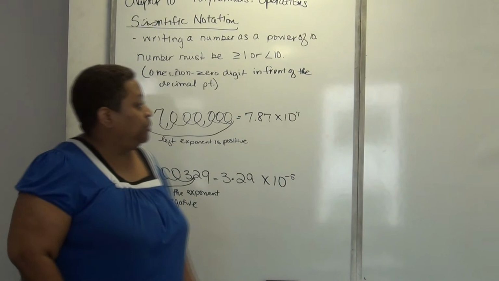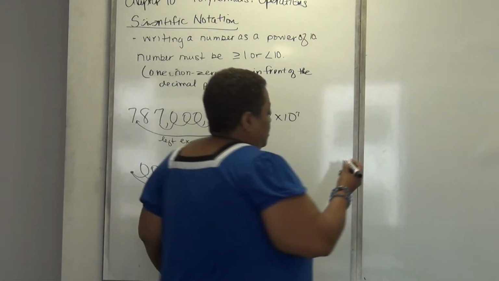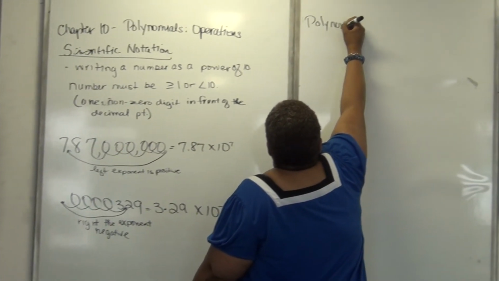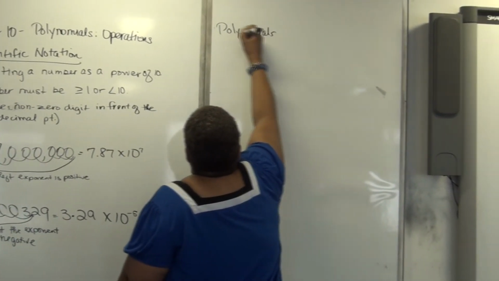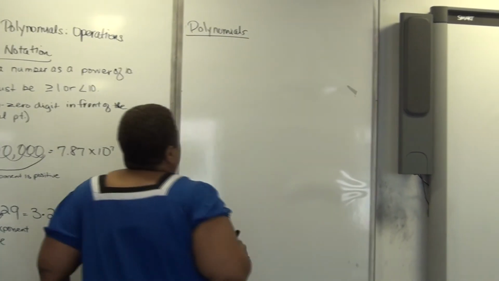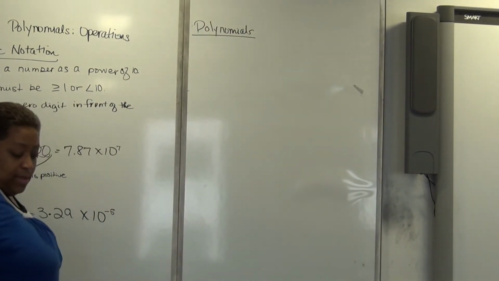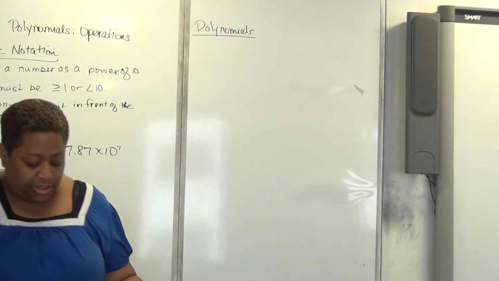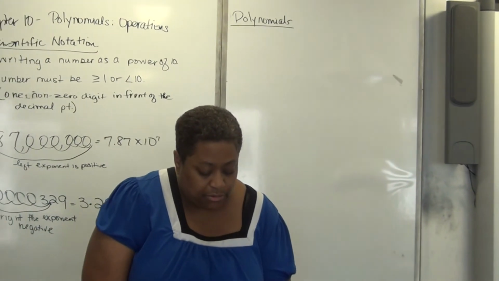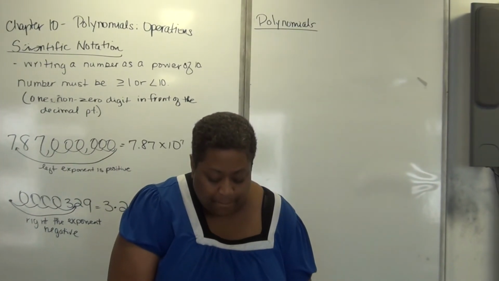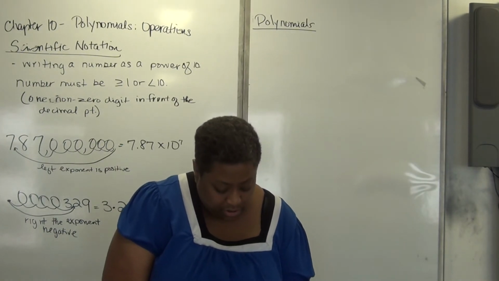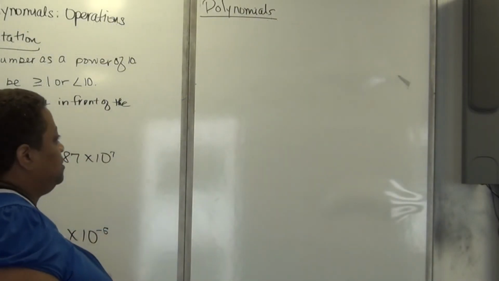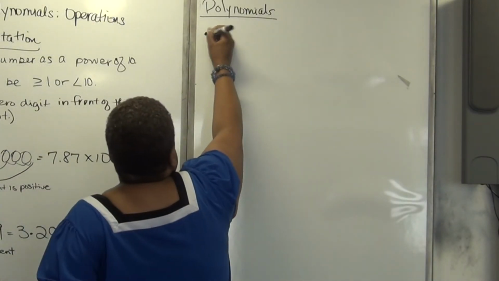Now let's get into what we're going to talk about, polynomials and their operations. We've been doing some of this already in chapter 7. We have been combining like terms. Basically, that's what addition and subtraction is: just the combining of like terms.